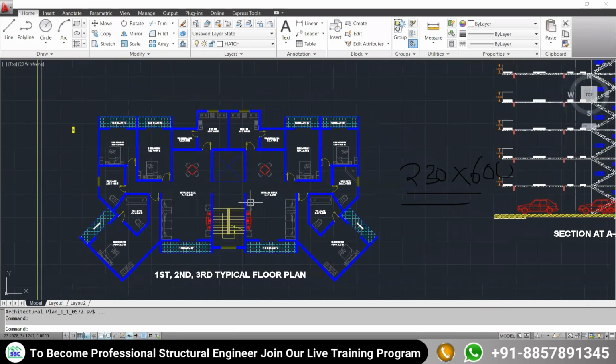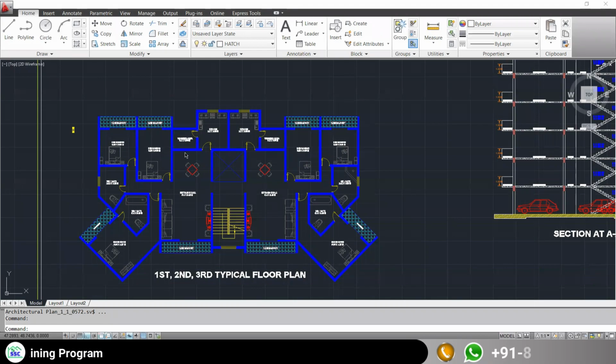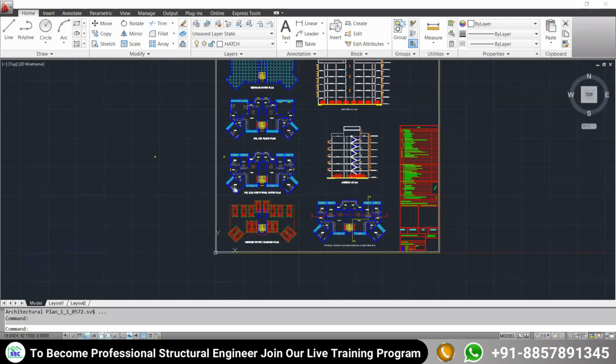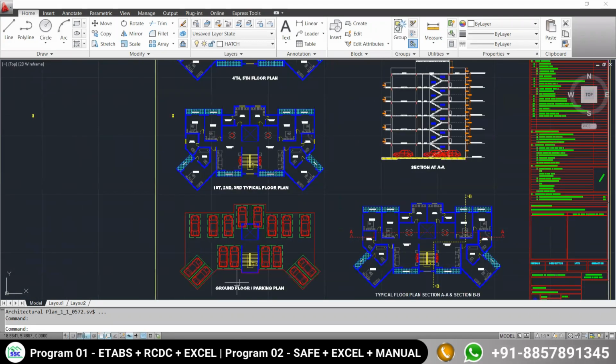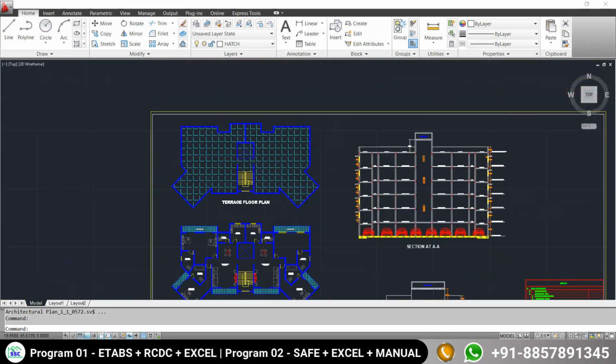So the very first recommendation was for the selection of the particular column position. You had to put your column at all the corners or re-entrant corners of your building over your architectural plan. But before that, as you can see here, there are different floors. There is the ground floor, the first, second, and third floor, the fourth and fifth floor, and this is the terrace floor.